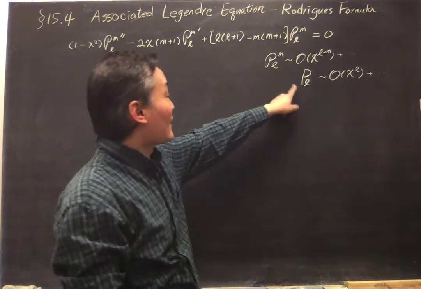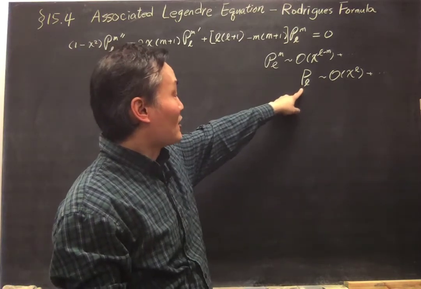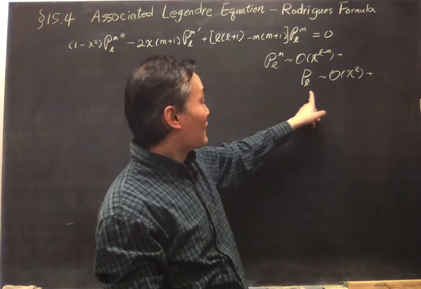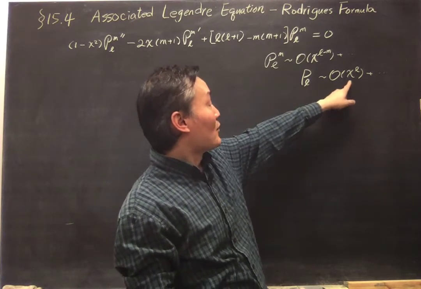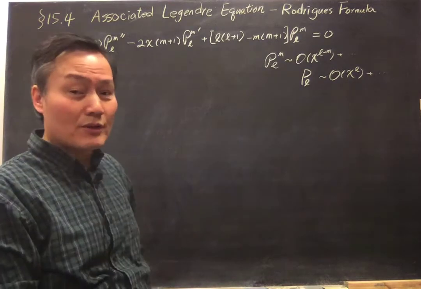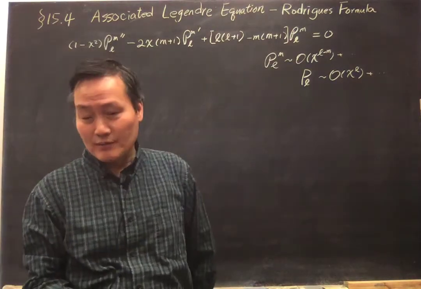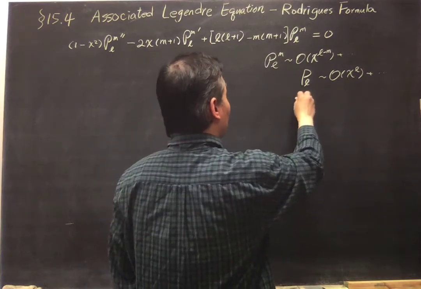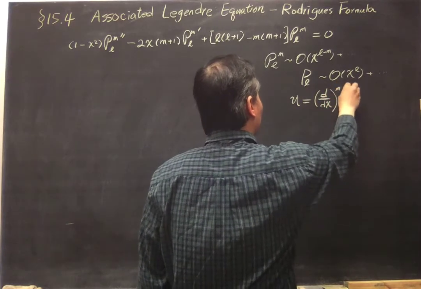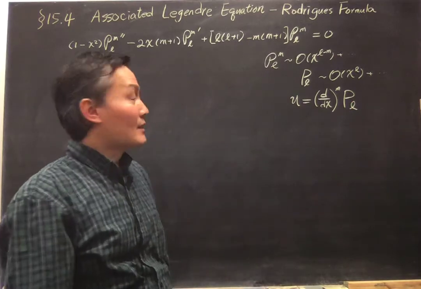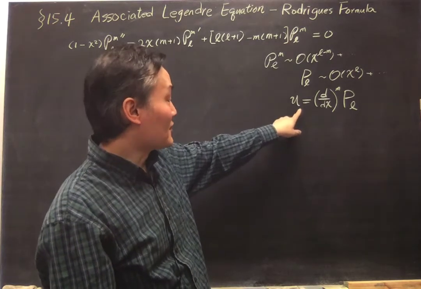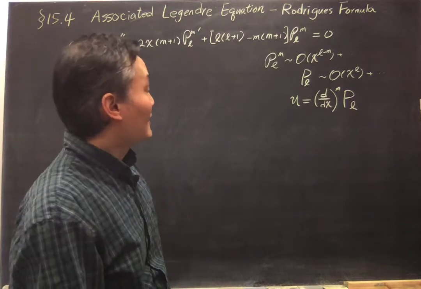So this suggests that maybe we can get the script P from the Legendre polynomial by taking derivatives. If we take m derivatives in x of the Legendre polynomial, we'll get a polynomial of x to the l minus m power. So that's what we'll try to do. We'll consider an mth order derivative. In the text we call it u, so this is d/dx to the m power operating on P_l, and we see what equation is satisfied, and hopefully we'll see that it satisfies exactly the same equation as here.